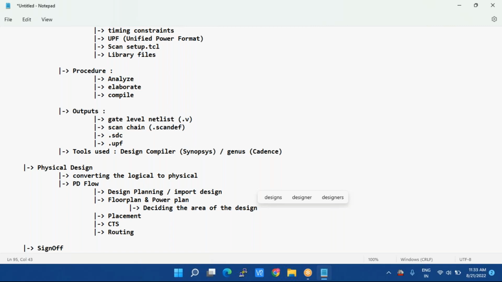So the macros category will be having the biggest building blocks in your design. That means, for example, your RAMs, ROMs, memory circuits, IP, intellectual properties, all that will be coming under the term macros.